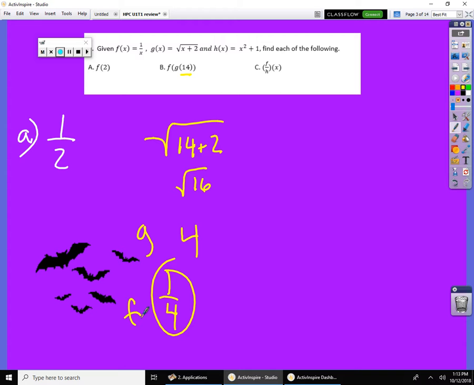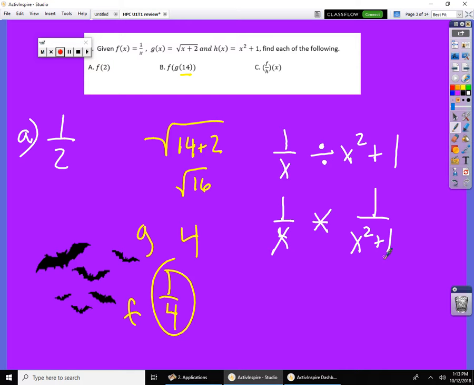For B. Okay? Final one. The final one is 1 over x divided by x squared plus 1. Okay? I wrote it out this way so you can see the reason. Now, copy, change, flip. So the reciprocal of this is 1 over x squared plus 1. Because remember, when you divide fractions, you really multiply by the reciprocal. So 1 times 1, 1. X times x squared, x times 1, x.